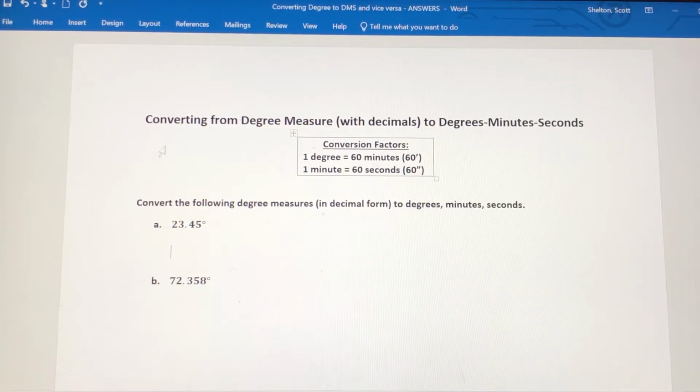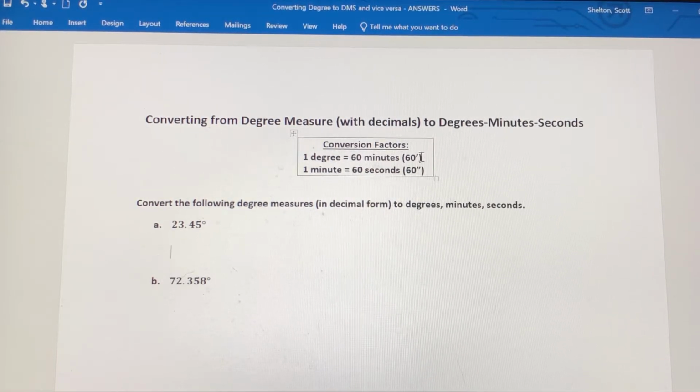In this video, we'll be converting from degree measure that will have some decimals or some value after the decimals to degrees, minutes, and seconds, okay? So the first thing we need is the conversion factors. By now, you guys should have done some dimensional or unit analysis in some earlier math classes and some science classes. So the conversion factors we're going to need: 1 degree equals 60 minutes, okay?